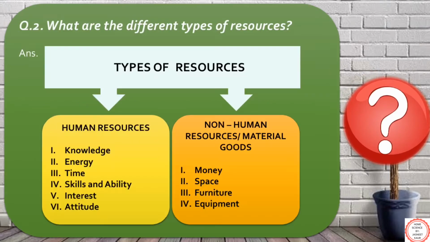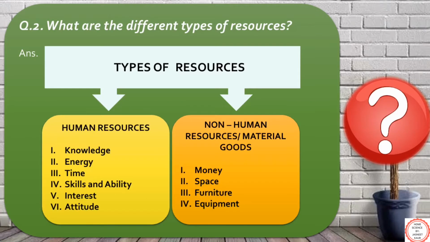Second question talks about different types of resources. If you remember, as the chapter we have understood, we categorize our resources in two ways: human resources and non-human resources, which are also known as material goods. In human resources, we include those resources which are owned by humans, like knowledge, body energy, time, their own skill set and abilities, interest, and their attitude towards certain incidents or towards life.